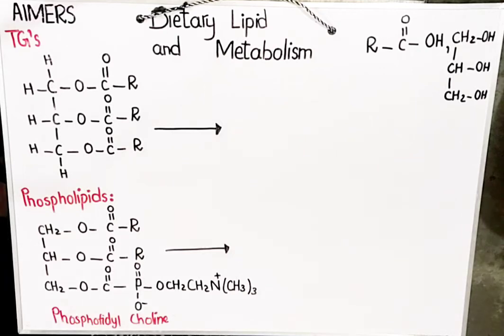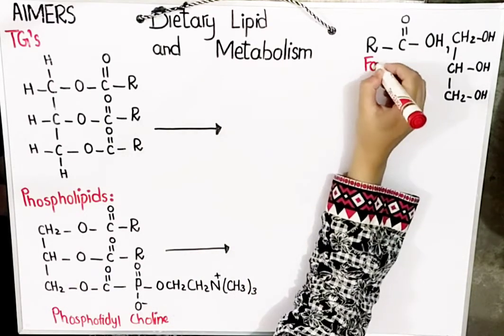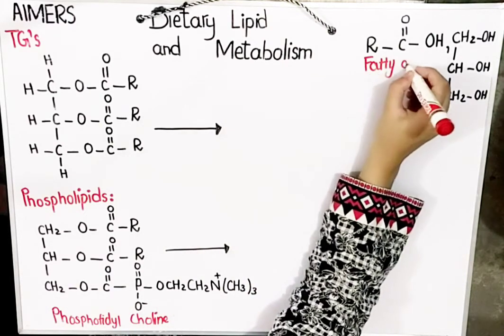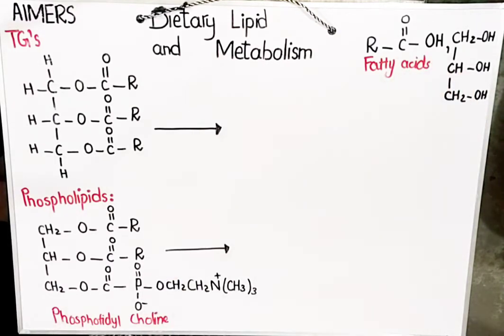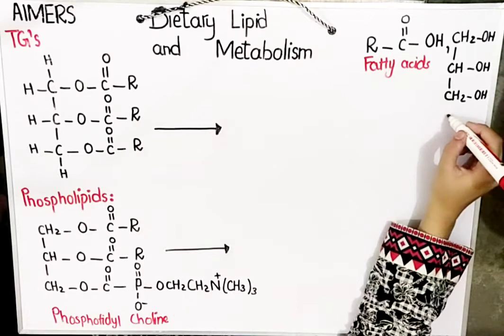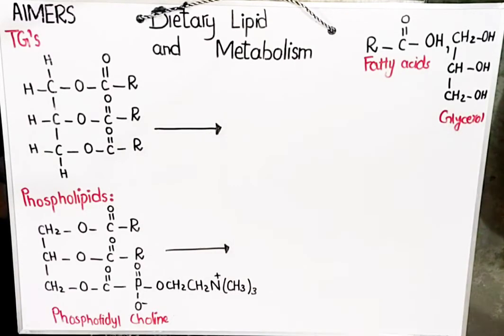Okay students, now we are going to see the mechanism of how the TGs, phospholipids and cholesterol ester would be broken down with the help of enzymes. So firstly, I have drawn here the formula of a fatty acid. We all know that fatty acids are basically carboxylic acids. So this is the fatty acid, carbon double bond oxygen with OH and R, and this one over here with 3 carbons is the glycerol. Okay.